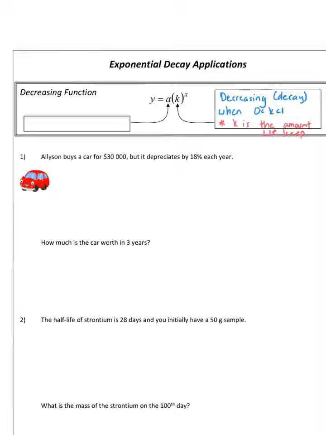The other important thing to know about K is it is the amount that we keep. So just think of when you are shopping at a store and you find a shirt that's 20% off, you still have to pay 80%. So in this case, K would be 0.8 as a decimal. The exponent on the base, here it's x, is the number of time periods, just like it was for exponential growth. And then A is the initial amount, again, just like it was for exponential growth, how much you have to begin with.